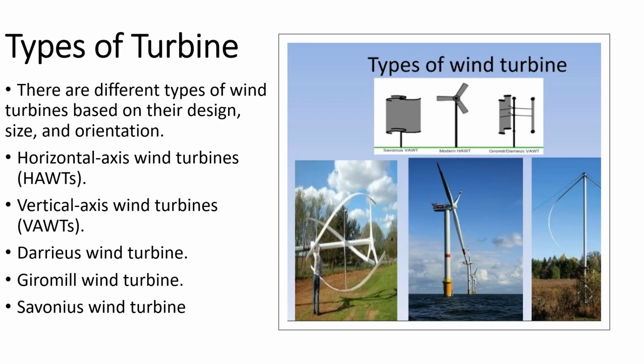There are different types of wind turbines based on their design, size, and orientation. Horizontal axis wind turbines. Vertical axis wind turbines. Darrieus wind turbine. Gyromill wind turbine. Savonius wind turbine.